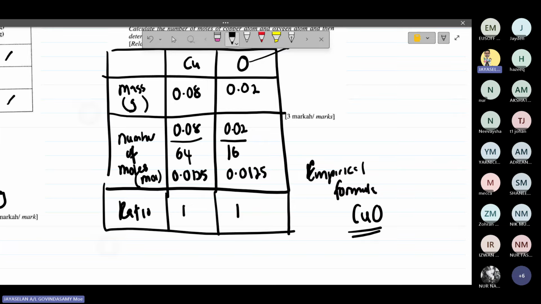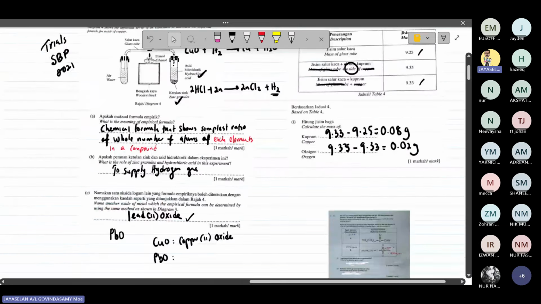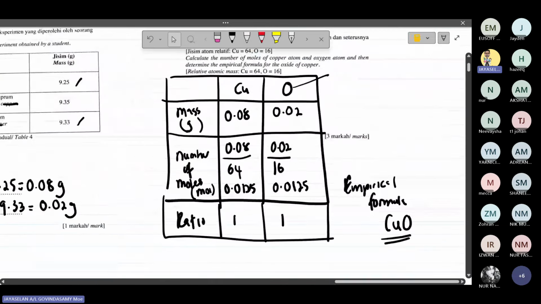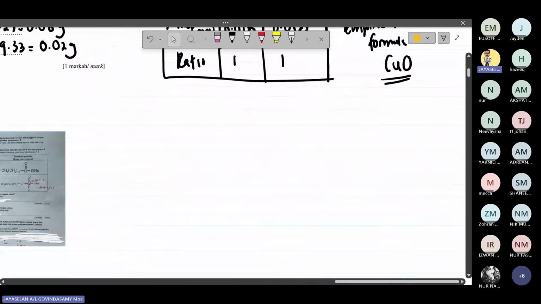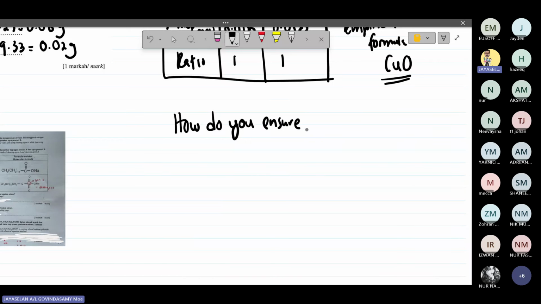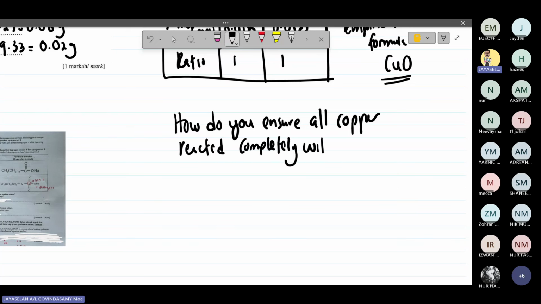Okay. And please remember one more question kalau saya tambah ni. Okay, ini sudah faham, semalam kita dah buat. Okay, one more question kalau ditanya how do you ensure all copper reacted completely with what gas?